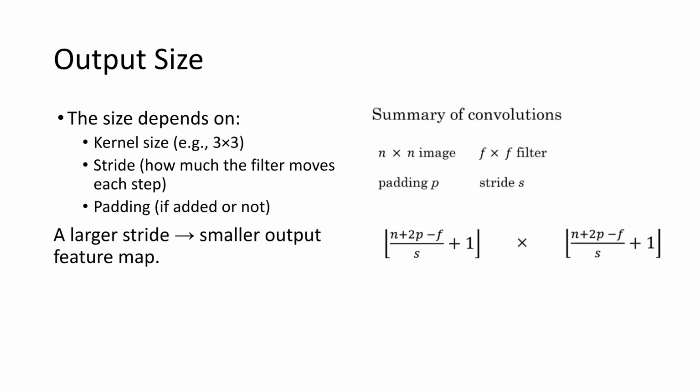The formula is output size equals (input size minus kernel size plus 2 times padding) divided by stride, plus 1. The larger the stride, the smaller the output feature map will be. This calculation is essential for designing a CNN architecture and ensuring that dimensions are consistent between layers.